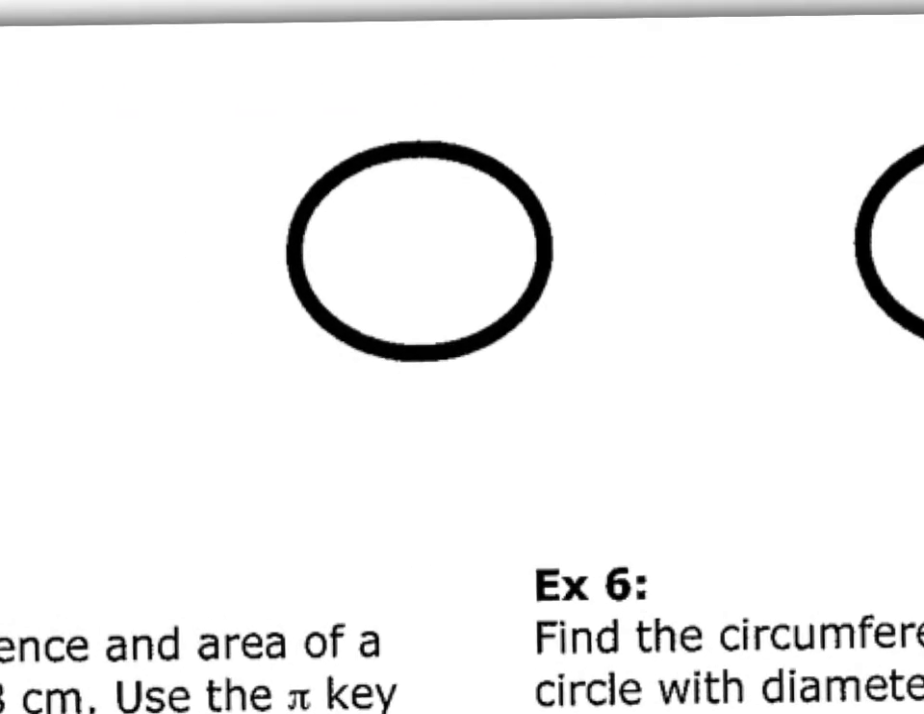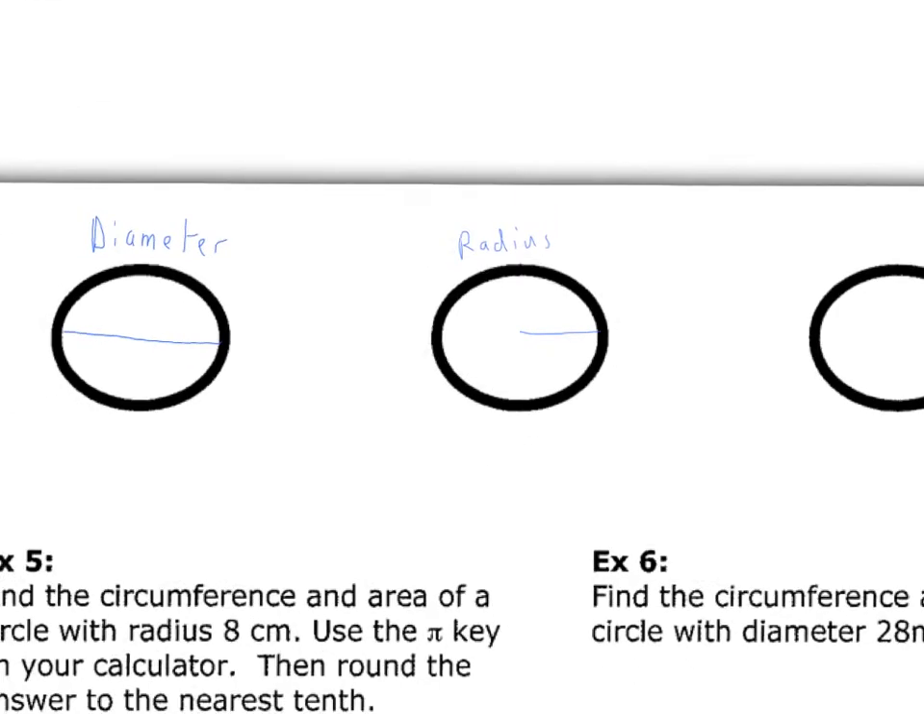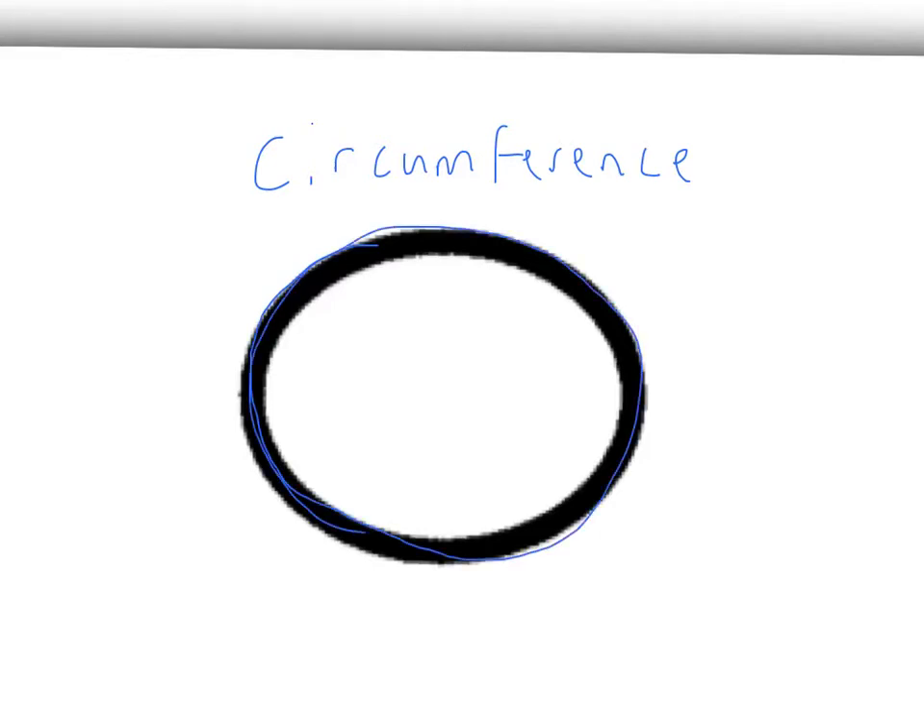Now, radius is just half the length of the diameter. It's only from the middle of the circle all the way to the edge. The last is the circumference. The circumference is the distance all the way around the edge of the circle. You're measuring all the way around the edge of the circle.